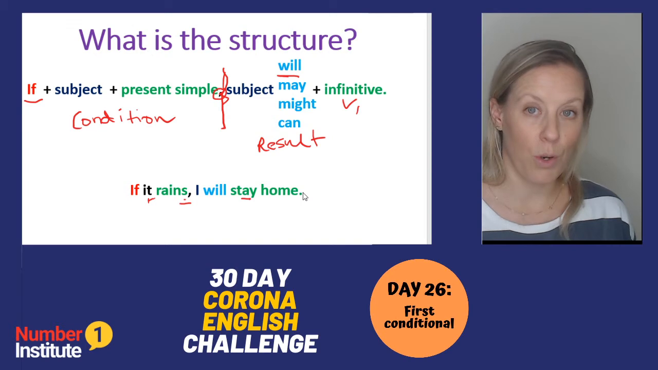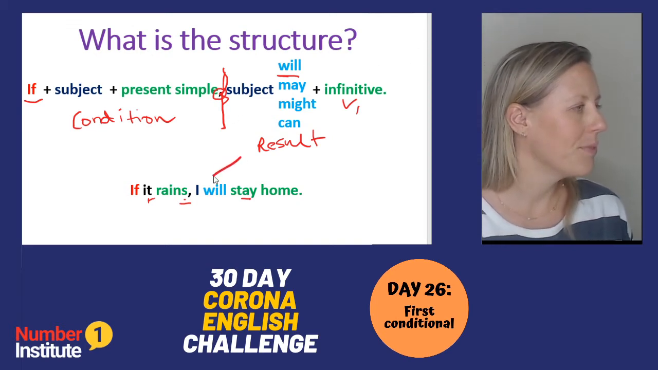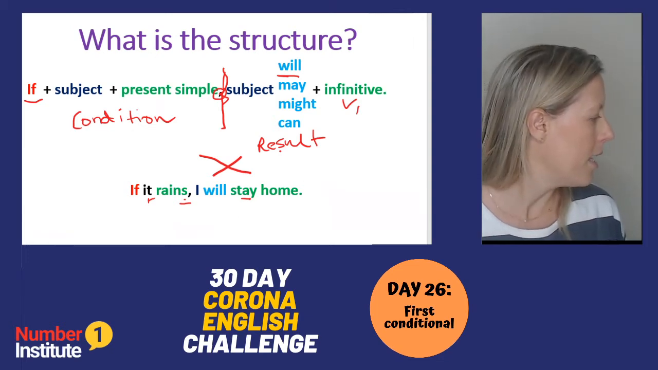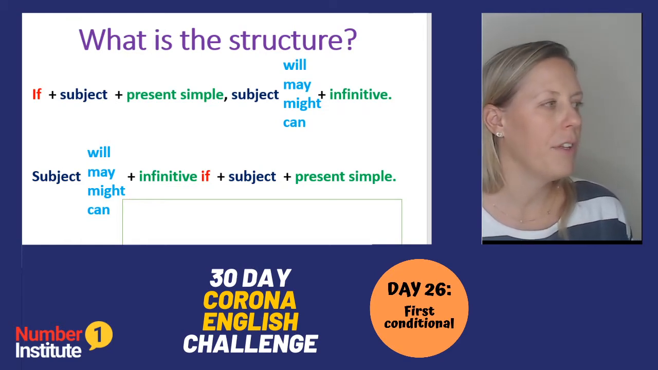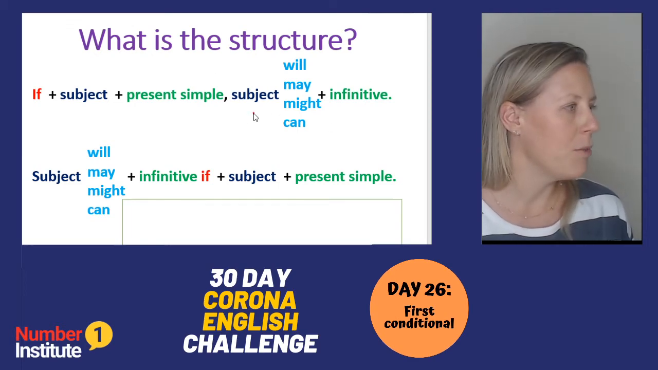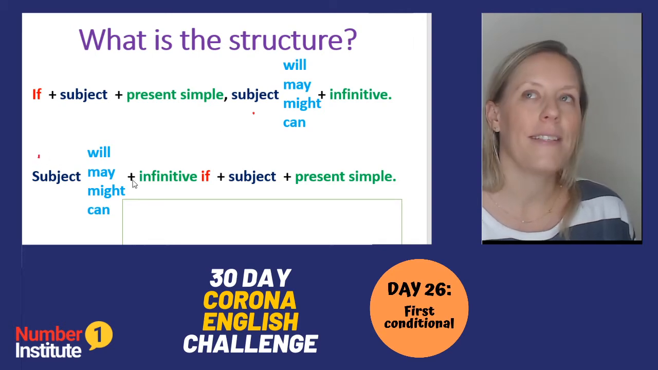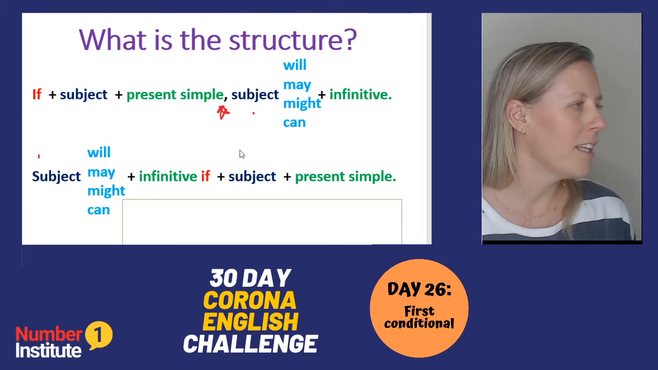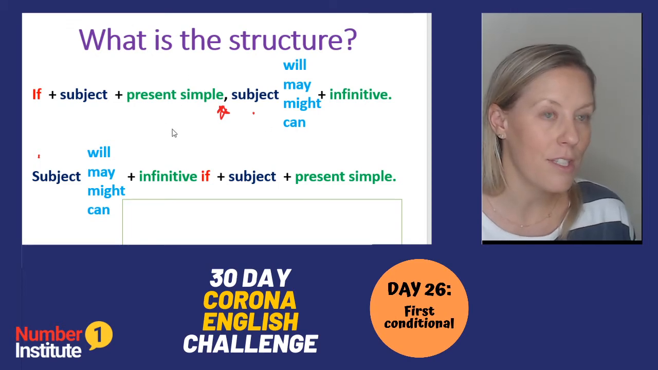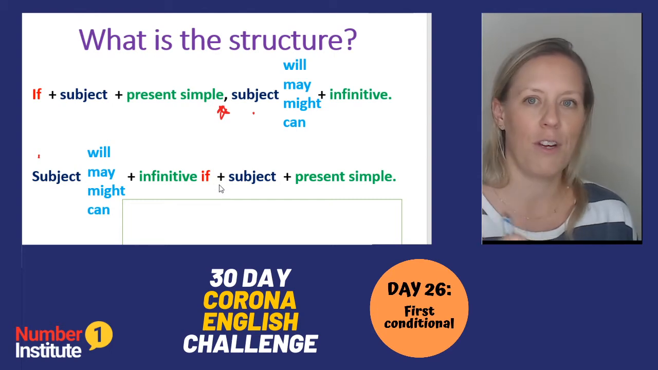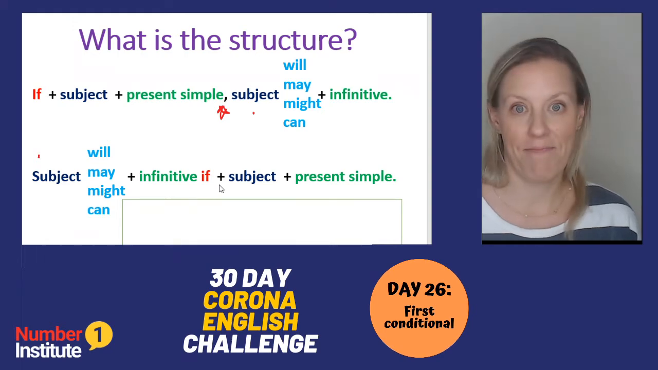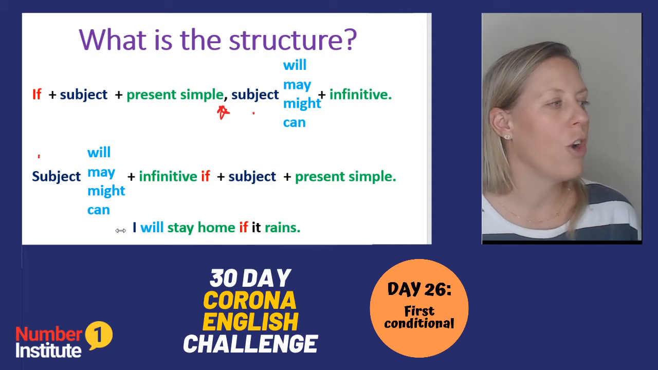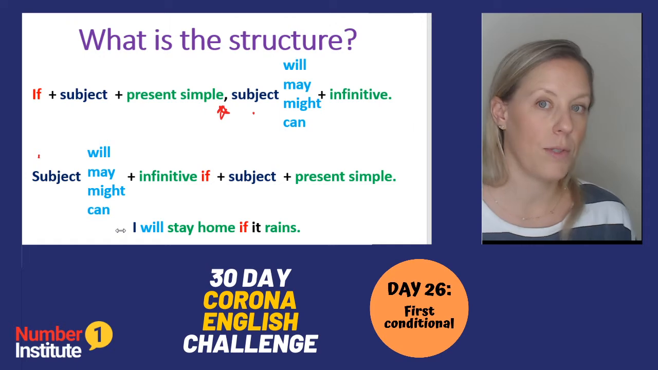Okay, now, if you want, you can flip it. So you can put the result clause first and the condition second. So let's have a look at that. So up the top we have the structure you just learnt, and then we've got the subject goes here, and then will, may, might, can, infinitive, if, subject, present simple. So the tricky thing, a terrible error, is a comma in this structure with if first, and then there's no comma in this structure where you flip it around the other way. The meaning is exactly the same. All right, so it doesn't matter which way you say it, the meaning is the same. So, I will stay home if it rains. Or if it rains, I will stay home.